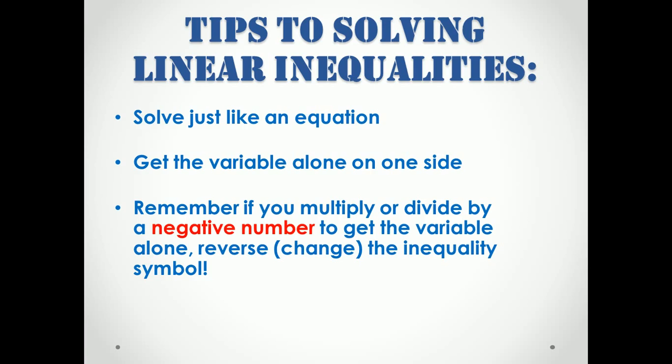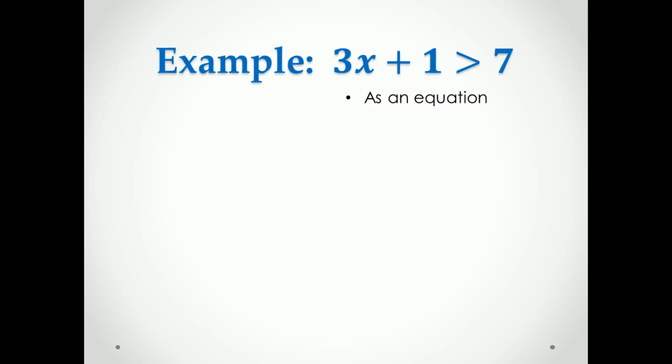Let's see how it actually works. So, solve 3x plus 1 is greater than 7. Now, as an equation, our aim, as we said, is to get the x by itself on one side, meaning the variable is on one side and the constant on the other side.